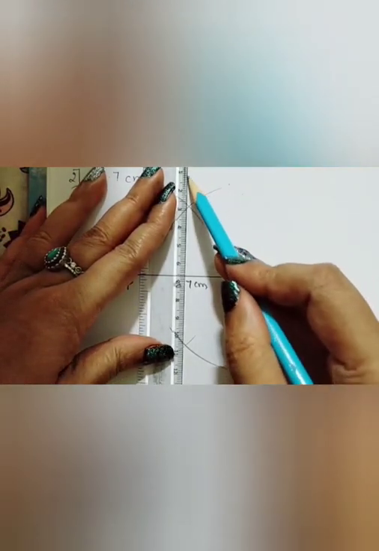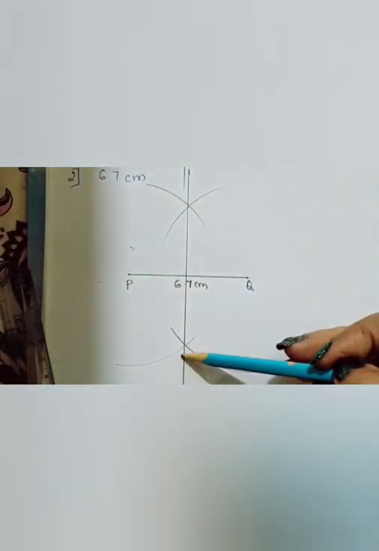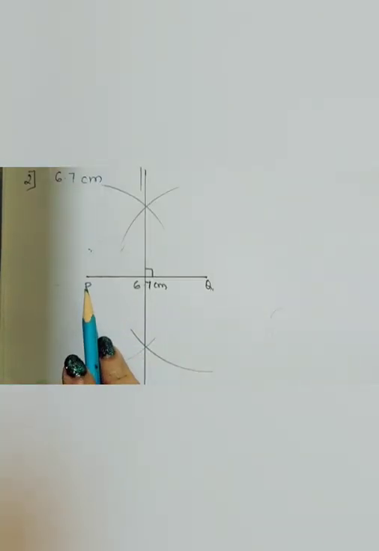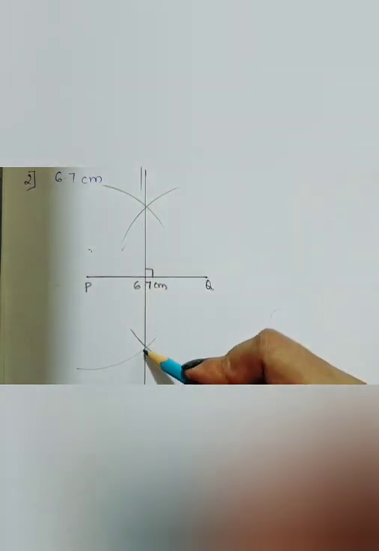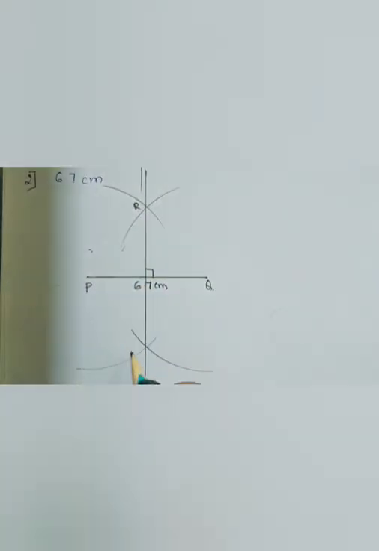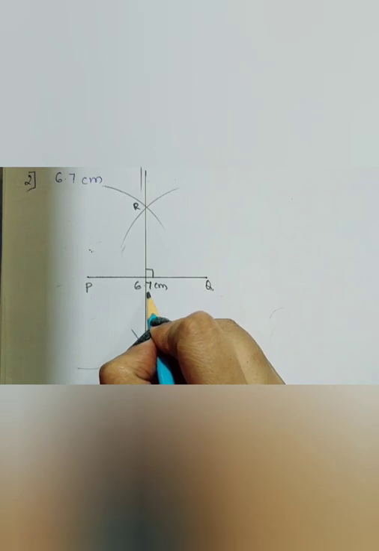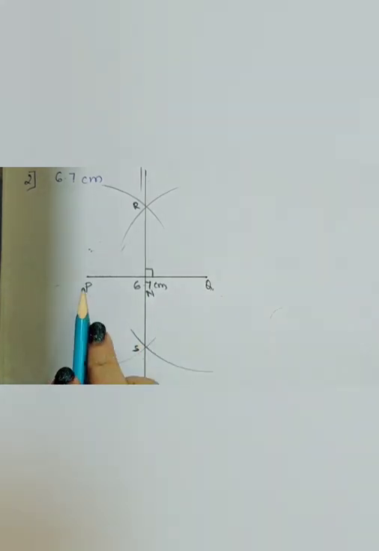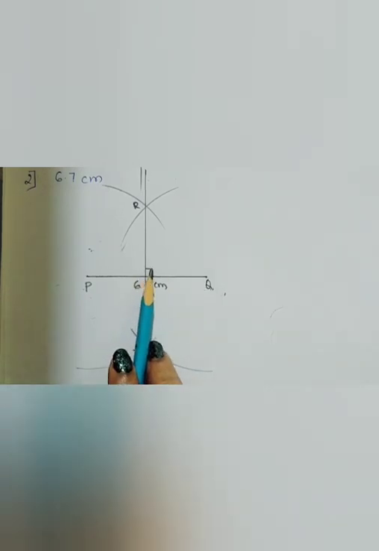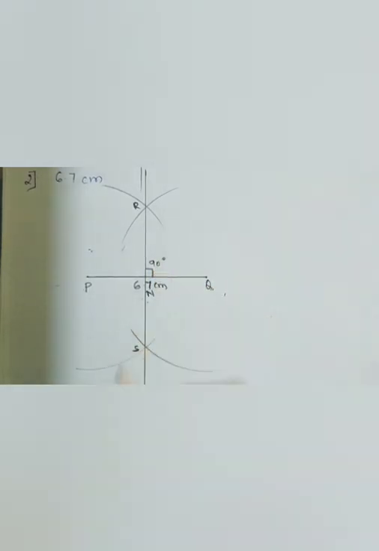I'm joining this. Okay, this is the perpendicular bisector of line segment PQ. So this is line segment PQ, which is perpendicular to this. So I am giving the name RS. Okay, and for this one I am giving the name N. So PN is equal to NQ. It is a perpendicular bisector. That's why it is 90-degree. I hope you are getting it.